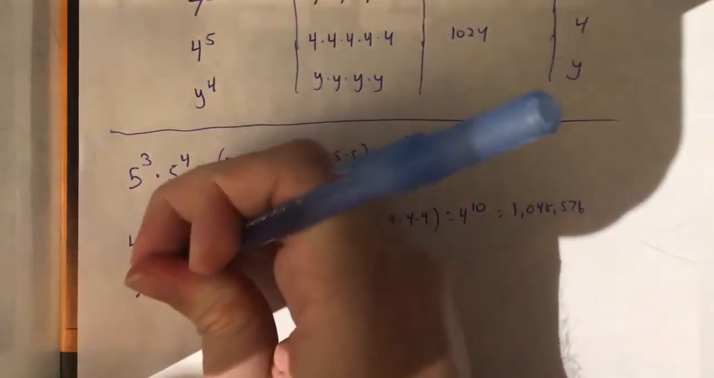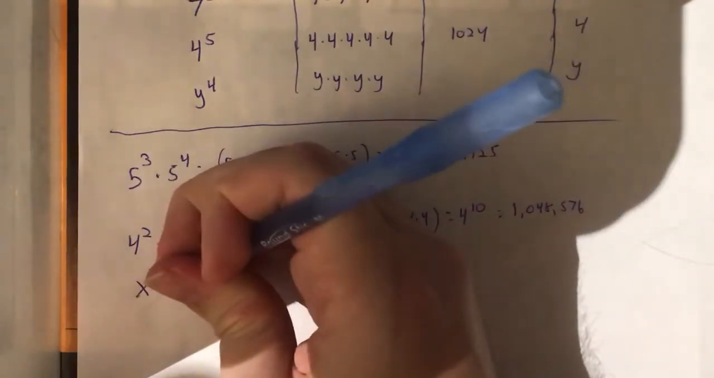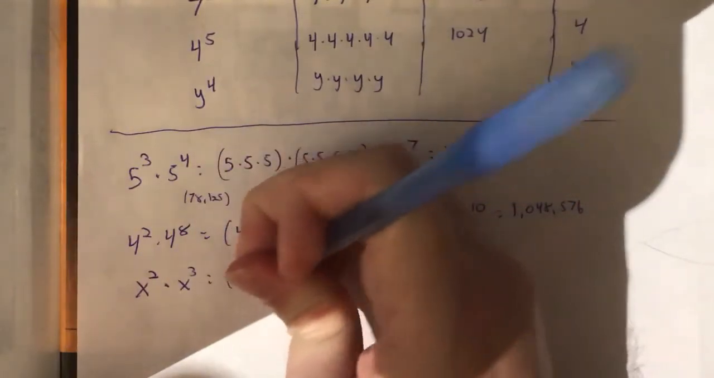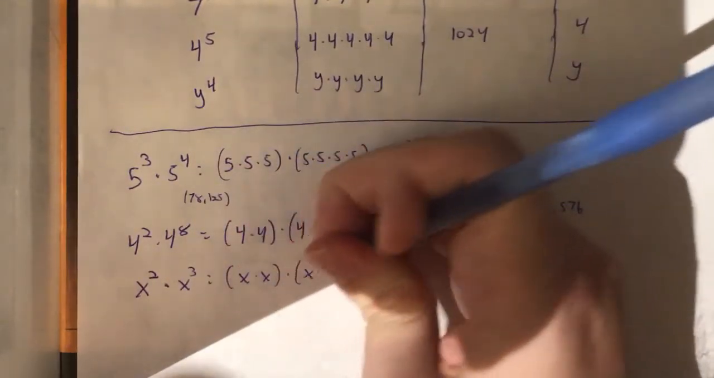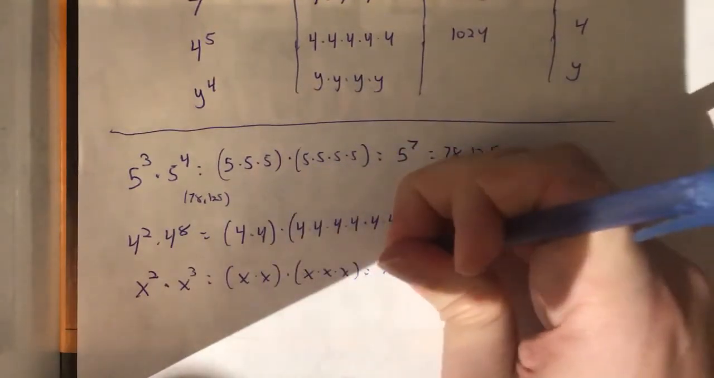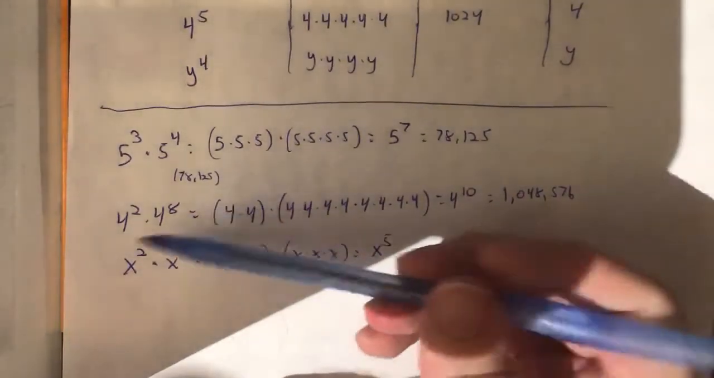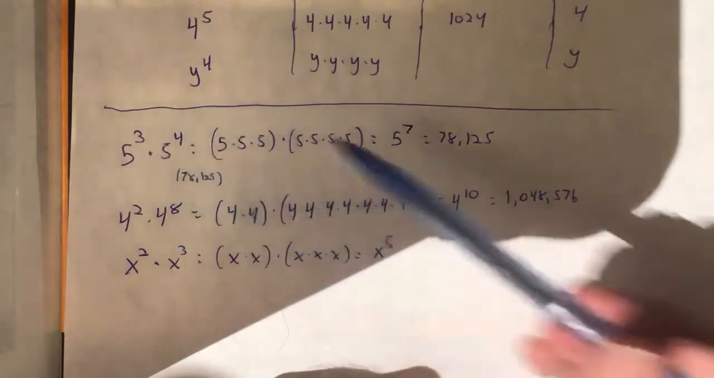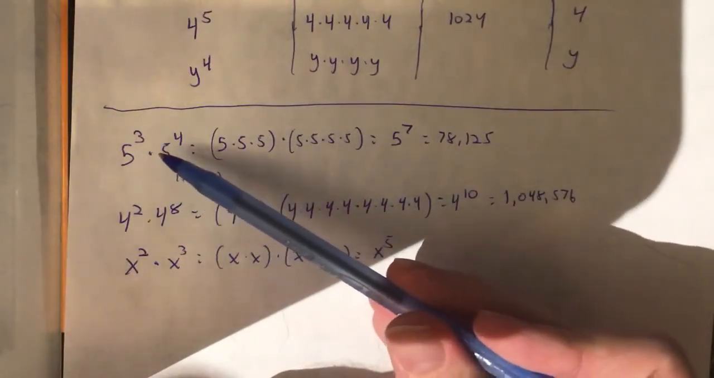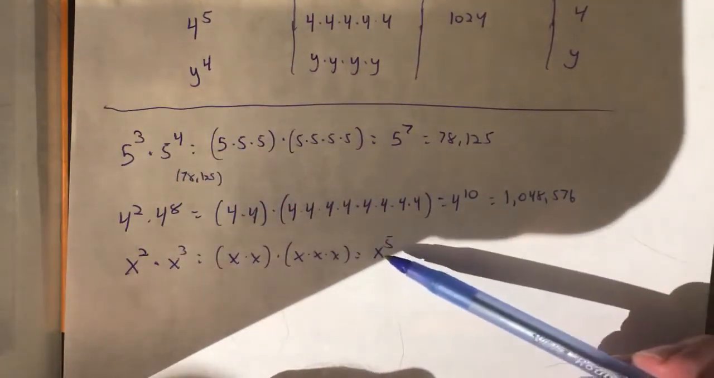I could also do it with a base that isn't a number. I could do it with a variable. So what if I did x squared times x cubed? This is just x times x for x squared, and the other piece is x times x times x. This gives me x to the 5th, with 5 x's being multiplied. So now, do you see a pattern relating the multiplication to my final answer? I had 5 cubed times 5 to the 4th, I got 5 to the 7th. Here I got 4 to the 10th, here I got x to the 5th.